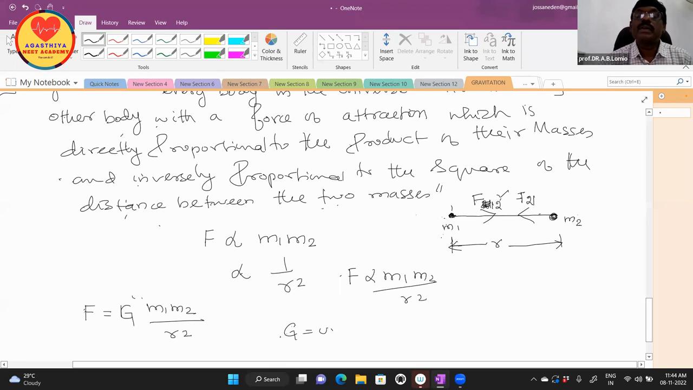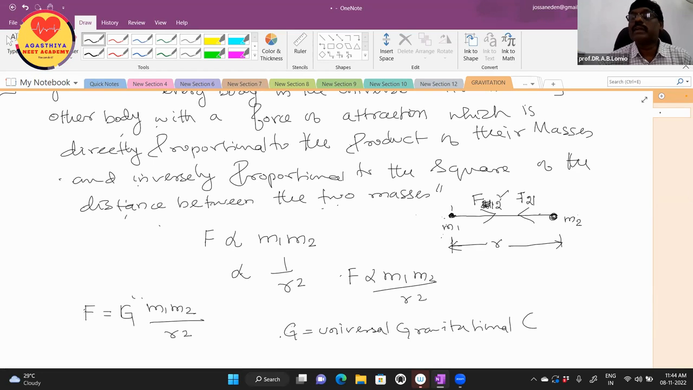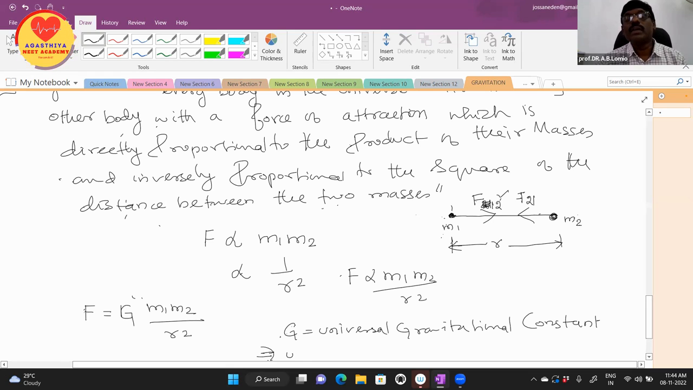G is the universal gravitational constant. Newton's law of gravitation is called a universal law.